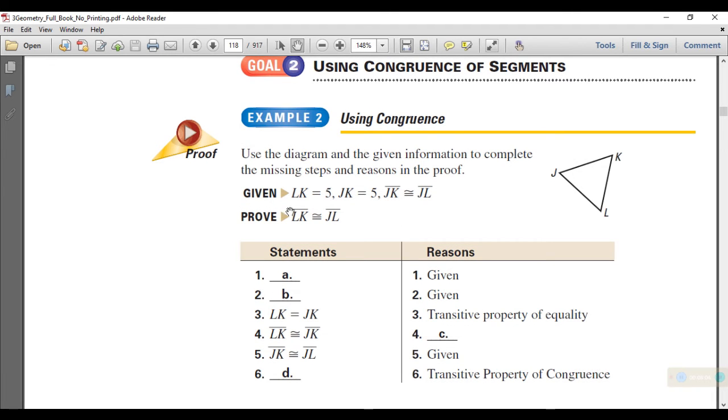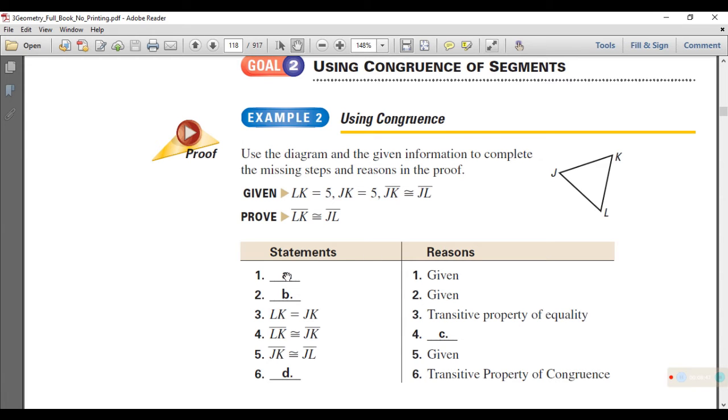Given daw. So, tingnan natin kung sino-sino yung mga nakalagay dun sa outline natin, left-hand side, dun sa statement, na hindi pa kasali dito, na nandito sa tatlo. Ulit. Meron tayong tatlong given. Hanapin natin kung sino yung hindi pa nai-state dito. Yun yung magiging clue natin, kung sino yung dalawang given na nawawala. So, si LK is equal to 5, wala siya dito. Si JK is equal to 5, wala pa rin siya dito. Si JK is congruent to JL, ayun siya. So, na-state na yung isang given.